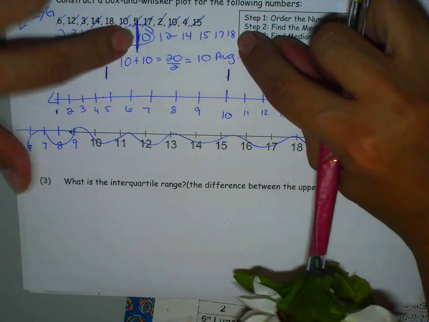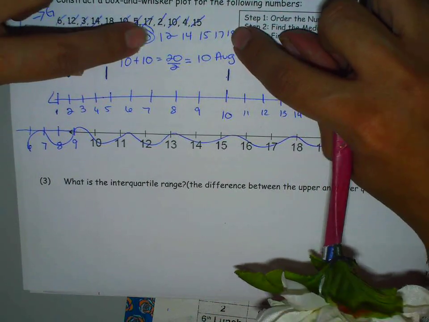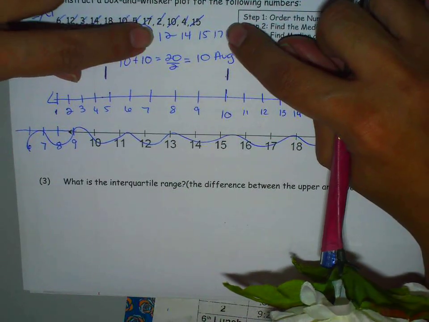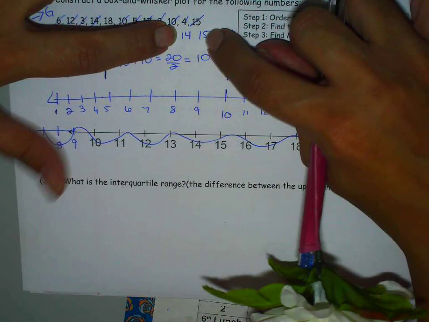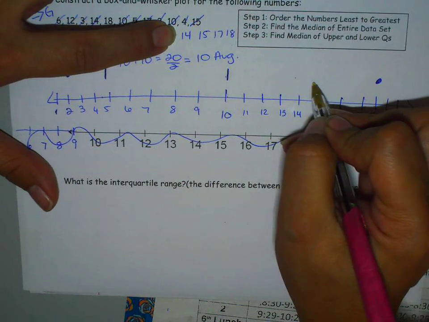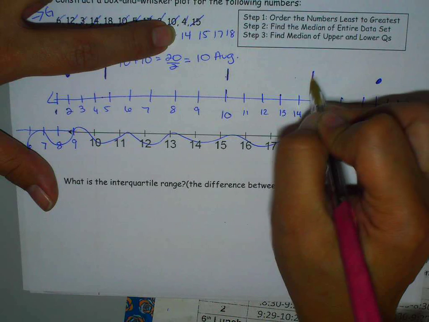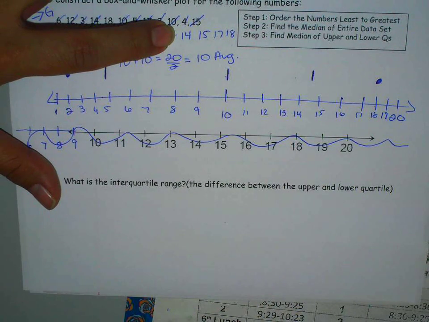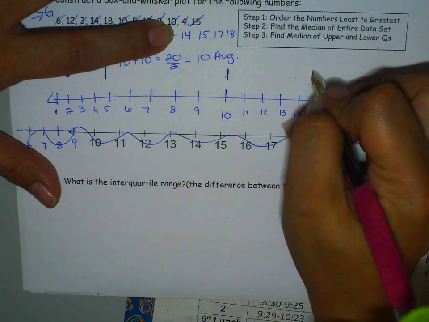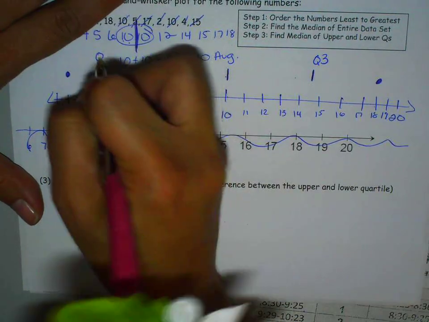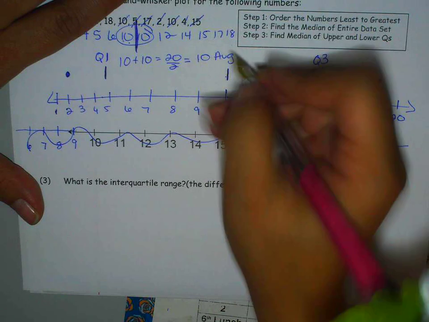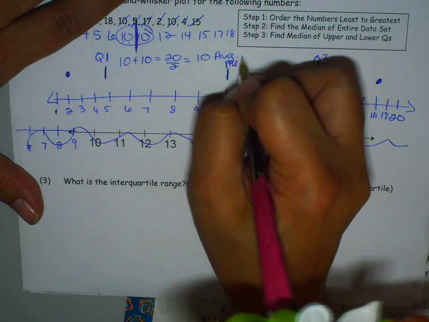Then I'm going to find my median of the top half. So cover those and go one by one, and that's going to be 14.5, because 14 plus 15 divided by 2 will be 14.5. And that's where my upper quartile is. So Q3, this is Q1, this is my median.